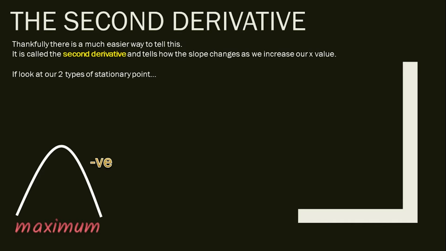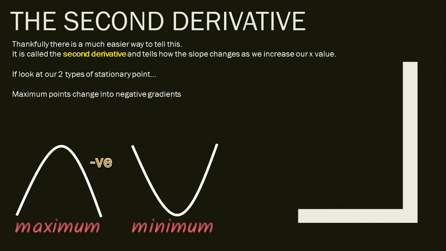So if you look at a maximum point, as it changes and gets past the stationary point, it becomes negative. Maximum points change into negative gradients. Similarly, minimum points change into positive gradients.